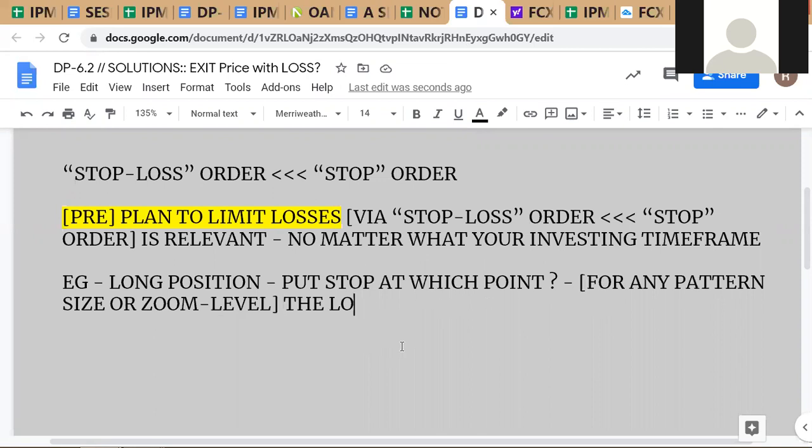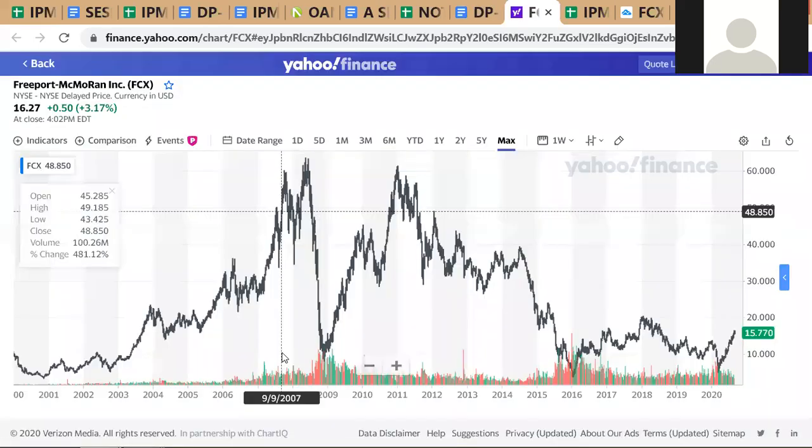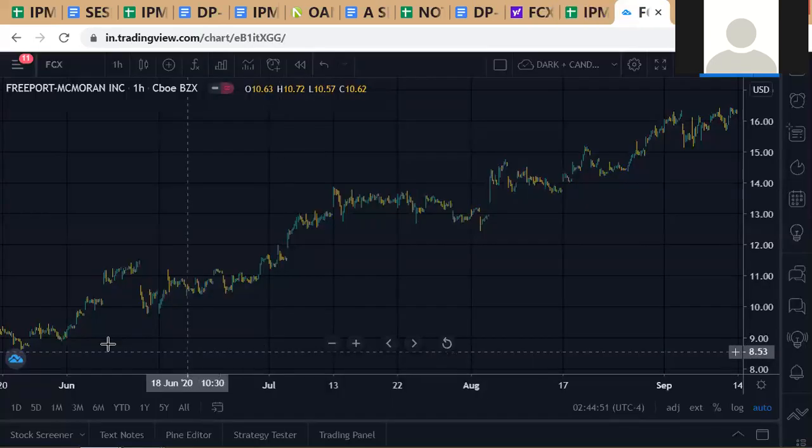Okay. So at which point will you put the stop when you go long? The highest low from which a new high was made. Now this is the English part of it, but it's easier to remember. We need to write the English part of it also so that we have the theory on paper. But visually, it's much easier to remember.